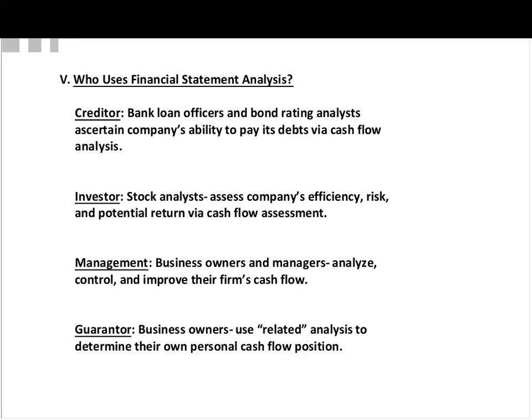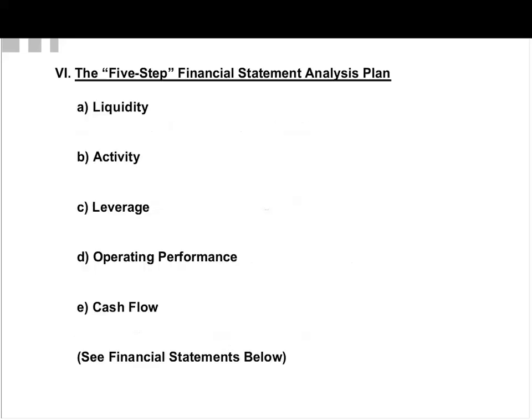Now let's turn to page number 11. We're going to look at a 5-step model called the Laylock model. If you take your highlighter or your pen, you can highlight the first letter of each one of these categories. L for liquidity, A for activity, and so forth. Laylock, L-A-L-O-C.